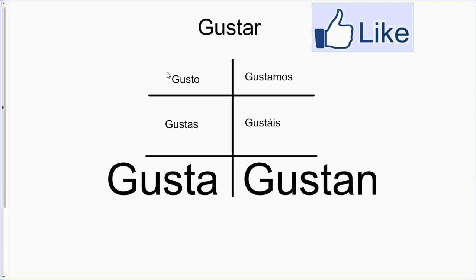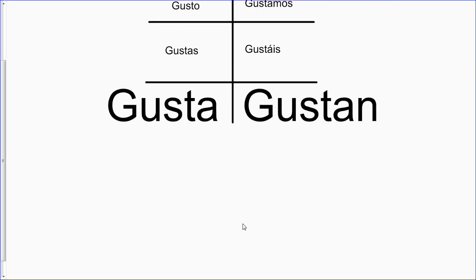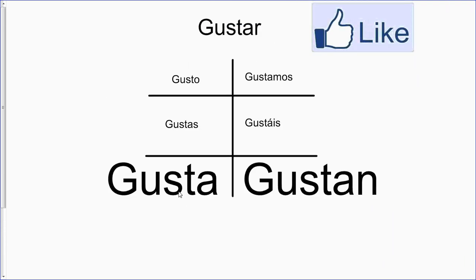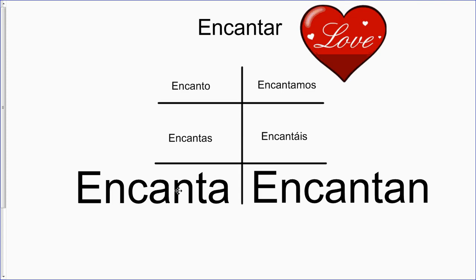Now, it's interesting. You might hear that there's only 2 forms for gustar. There are 6. But like I said, we're rarely going to use these other 4 forms. It's very rare, at least in beginning Spanish. So we're only going to focus on these 2 forms. But why only these 2? Let me show you another verb.